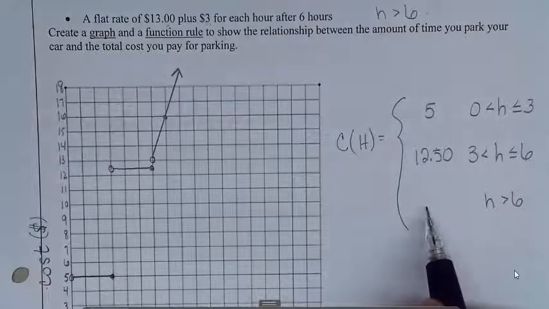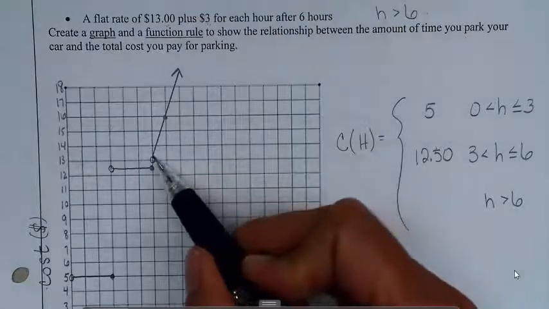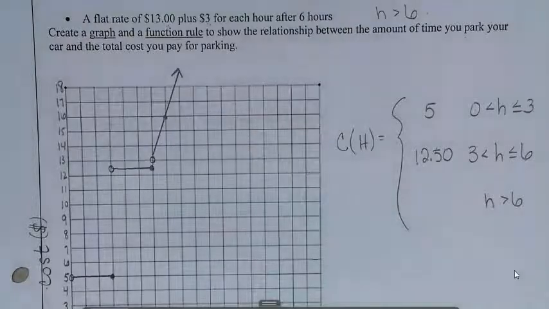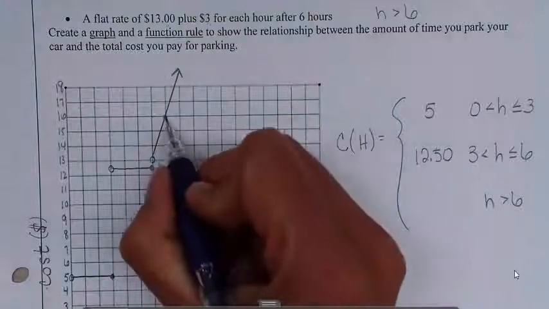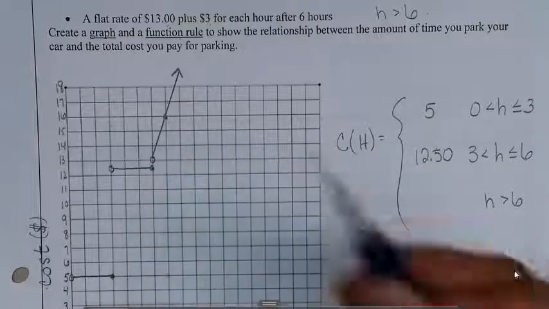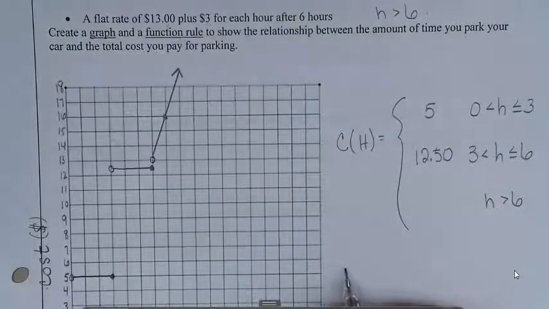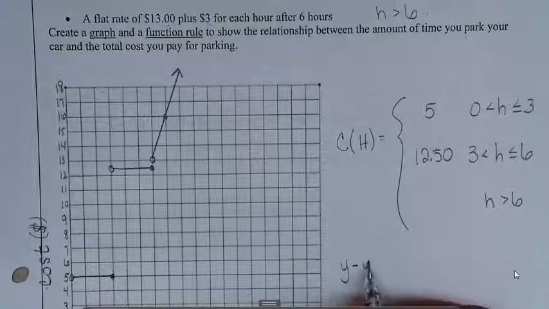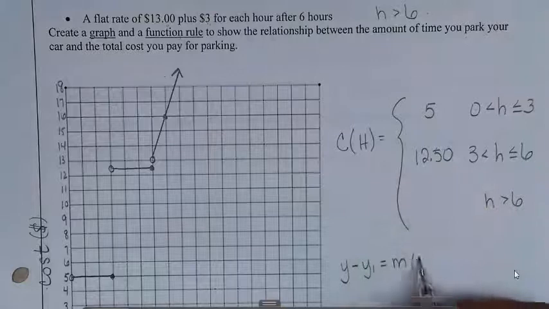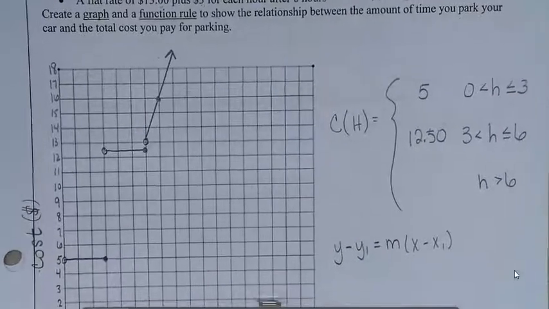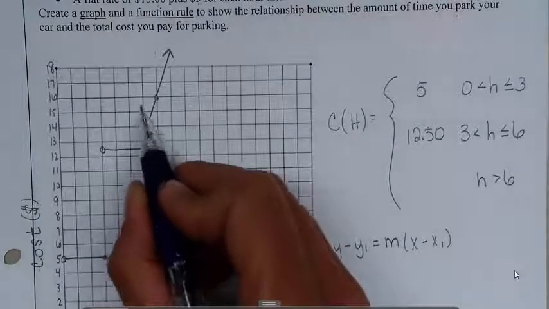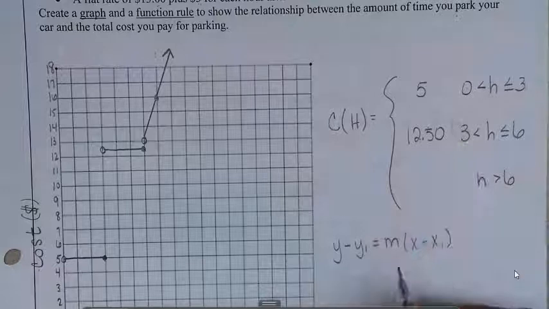Okay, so the next one's going to be a little bit more tricky because notice this is not a horizontal line. There's a slope here. There's a y-intercept, which I don't actually know, but I do have a point that's on this line, and I do have the slope. So what if I used point-slope form to come up with that equation? Because I have a point and I know the slope. So the slope I have is 3, right? I rise $3 per extra hour.